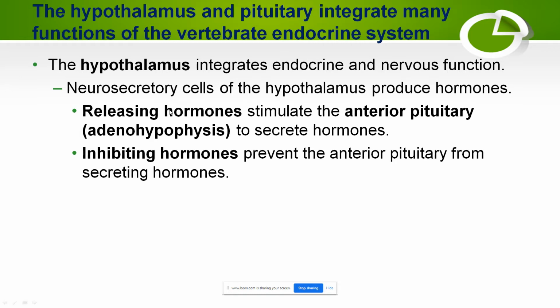The secretory cells of the hypothalamus produce hormones, which are the releasing hormone and inhibiting hormone. Releasing hormone stimulates the anterior pituitary to secrete hormones, while inhibiting hormones prevent the anterior pituitary from secreting hormone. So they oppose each other.